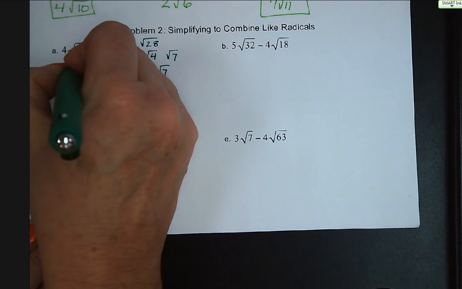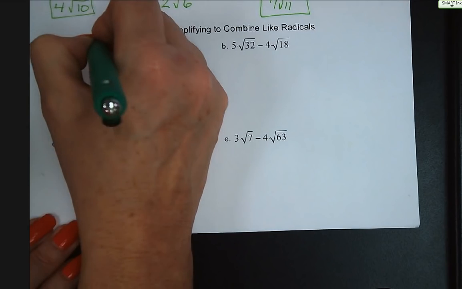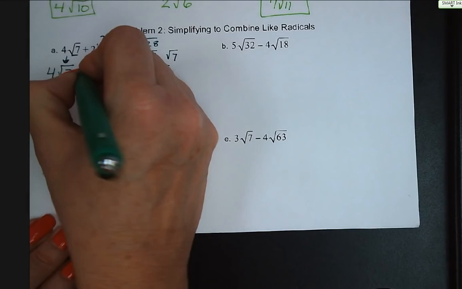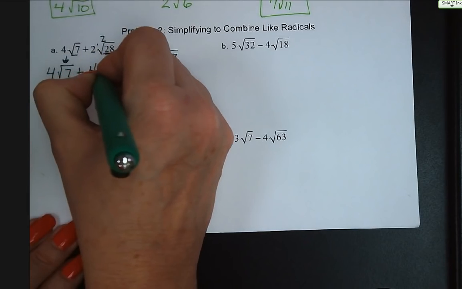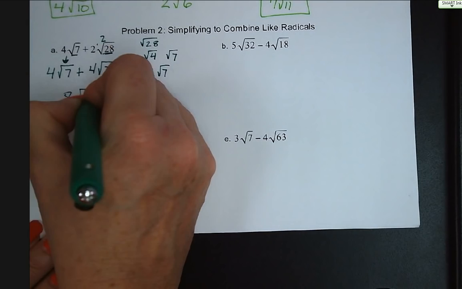So when we rewrite, bringing this straight down, we have 4 square root of 7. 2 times 2 is 4 square root of 7. 4 plus 4 is 8 square root of 7.